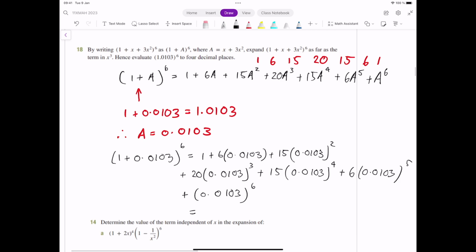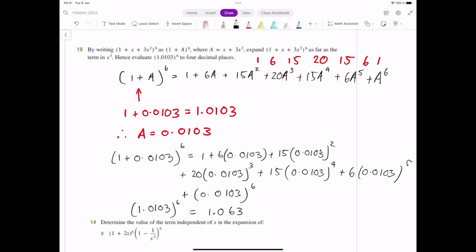Now, if you figured all that out and typed all of that in to 4 decimal places, you would get 1.063, and that's equal to 1.0103 all to the power of 6.